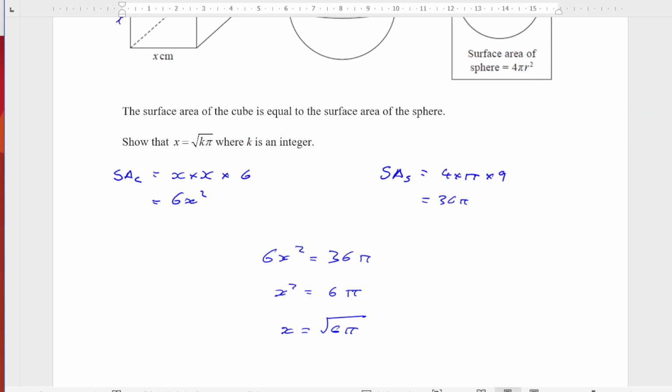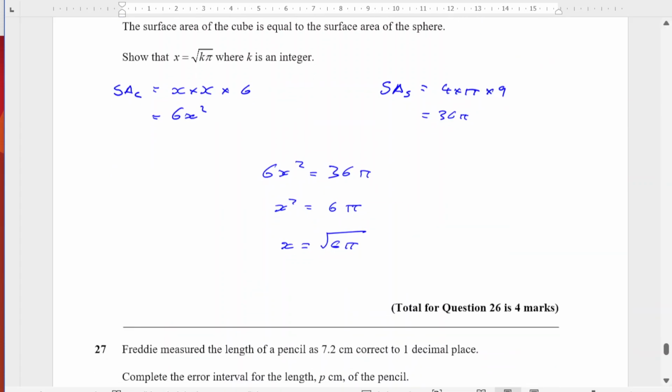Technically speaking, when I square root both sides, I would have a plus or minus, but because we're talking about a length, we can't have a negative length. So that's going to be my answer.